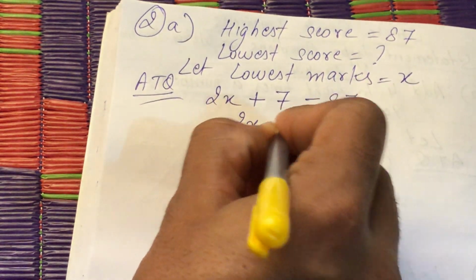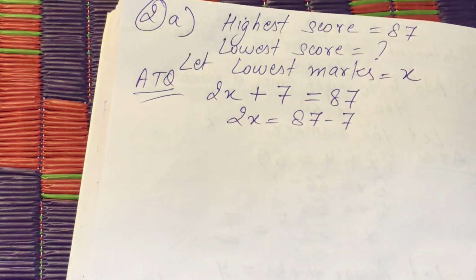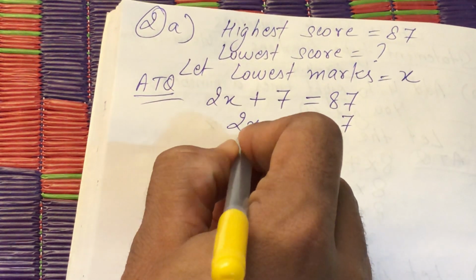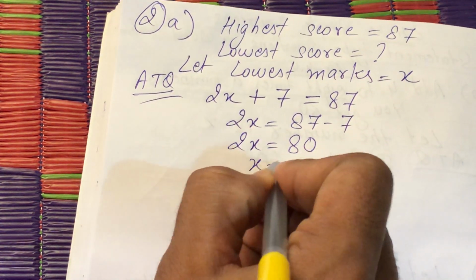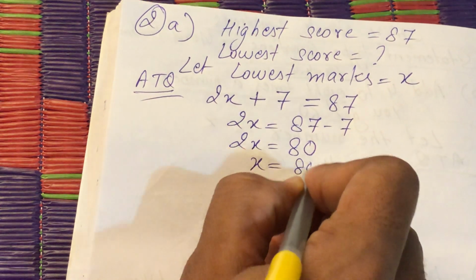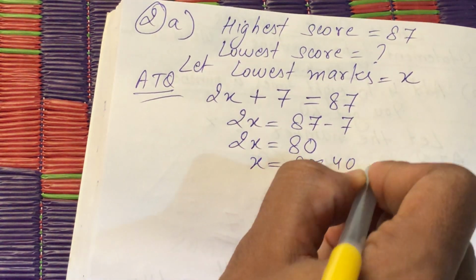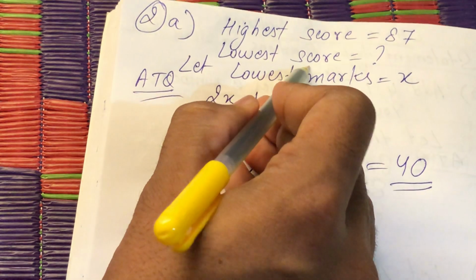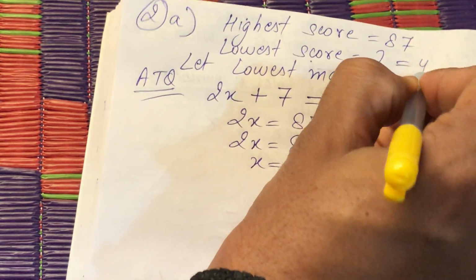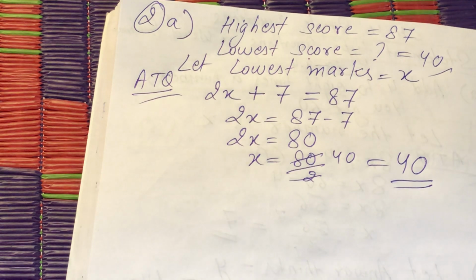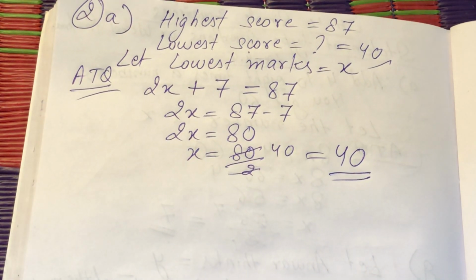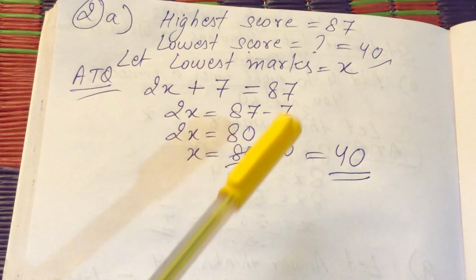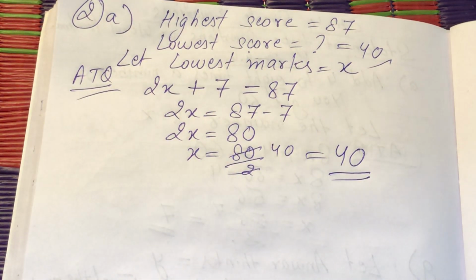So 2x equals 87 minus 7, which is 80, and x will be equal to 80 divided by 2. How much? 40. That means the lowest score, how much is it? 40. 40 is the lowest score in that class. Okay, are you getting it? 40 is the lowest score of the class, while 87 is the highest one. It is given, and we have found out the other.